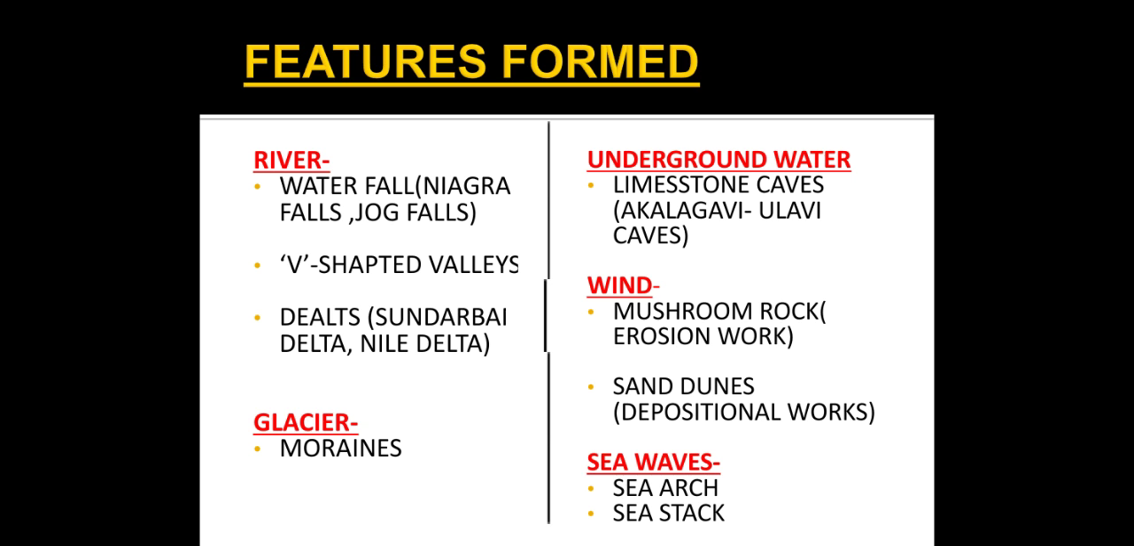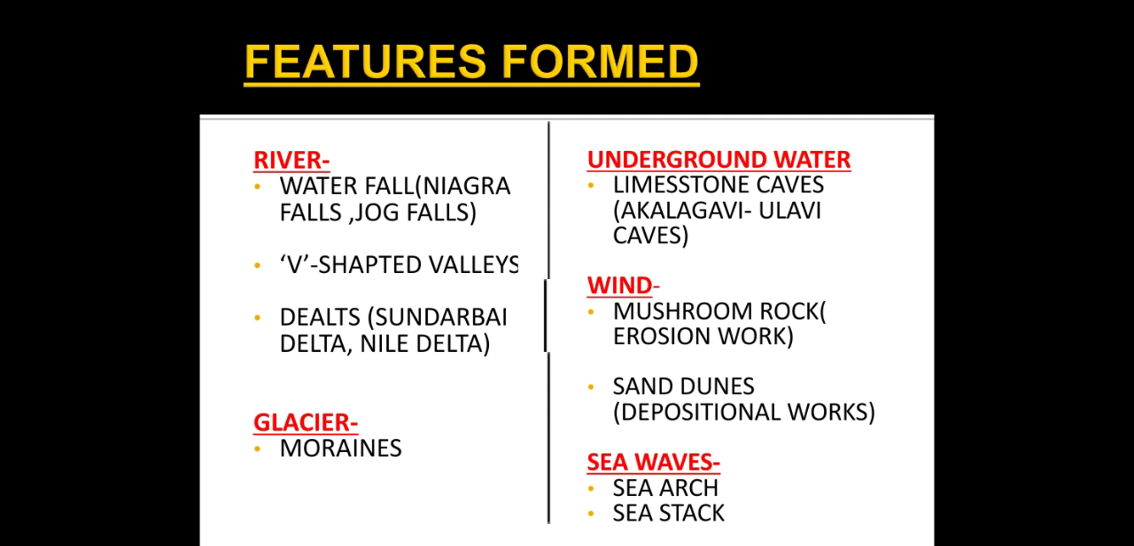Then the glaciers. Glacier forms moraines. I will show you the picture here, how it is formed. Then underground water, limestone caves are formed. Example I have given, Akkalgavi, Ulavi caves. Then with wind, mushroom rock, that is erosion work. It goes on breaking. Sand dunes are formed, that is depositional work. Then sea waves make sea arch and sea stack.